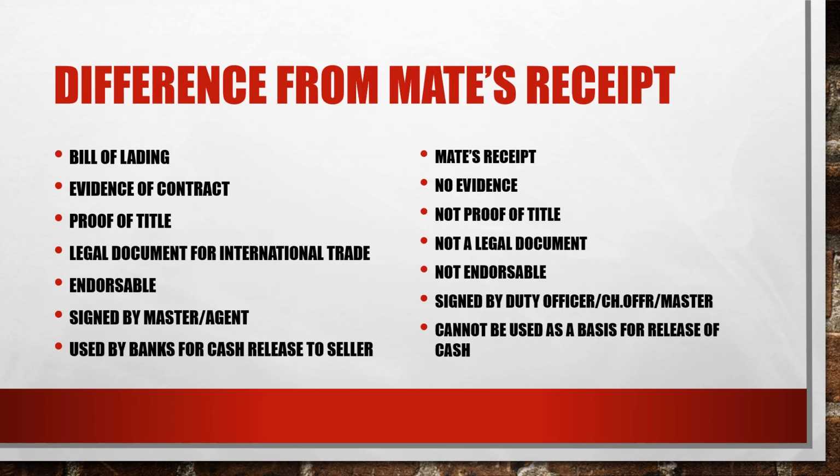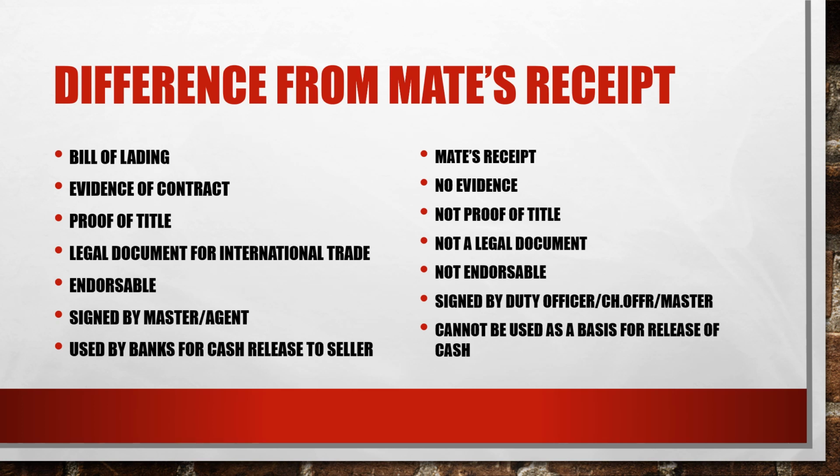How does bill of lading differ from mate's receipt? Well, bill of lading is an evidence of contract of carriage, whereas mate's receipt is not. Bill of lading is also a proof of title of cargo. Mate's receipt is not. Bill of lading can be considered a legal document for international trade. Mate's receipt cannot be considered a legal document. Bills of lading are endorsable, whereas mate's receipts are not.